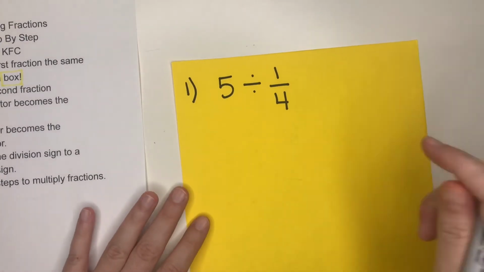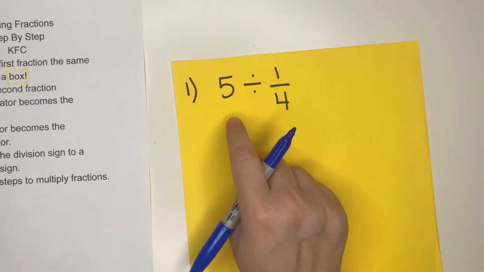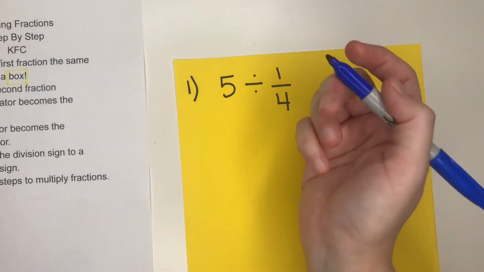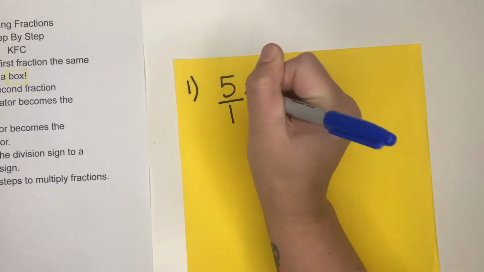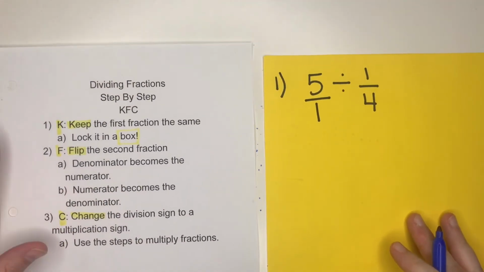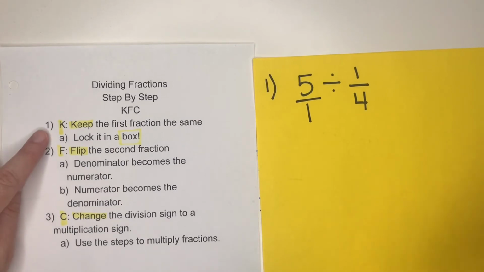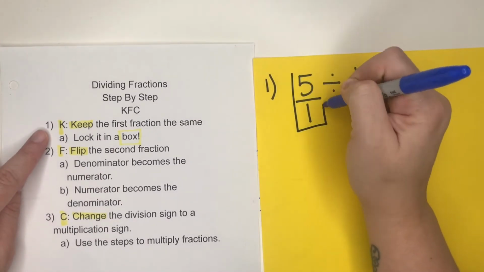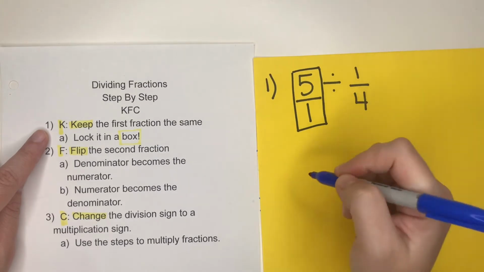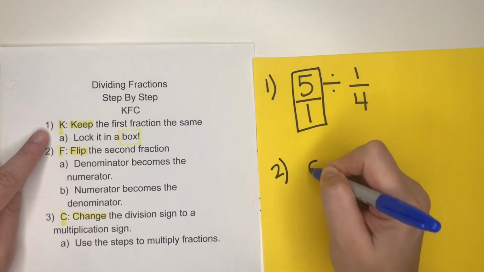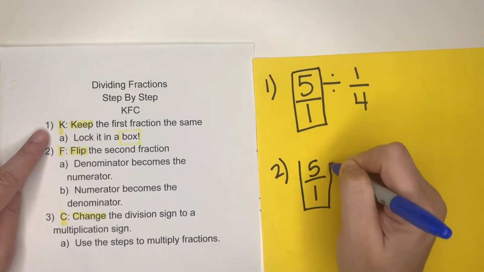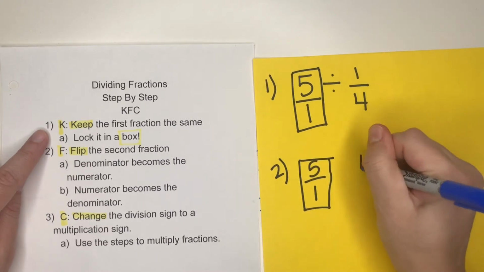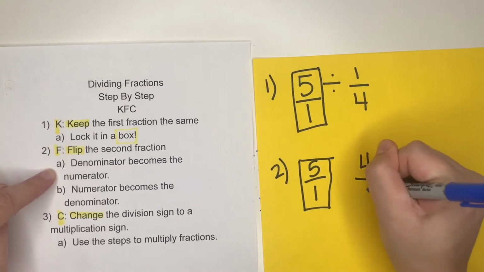This time, you notice that the first number is just like the last one. It is a whole number, so I need to rewrite it as a fraction. So stepping over here, looking at what number 1 is, number 1 says keep the first fraction the same. We're going to lock that in a box. So now that we've got our first fraction locked up in a box and not changing, we are flipping. Here it is, step 2.